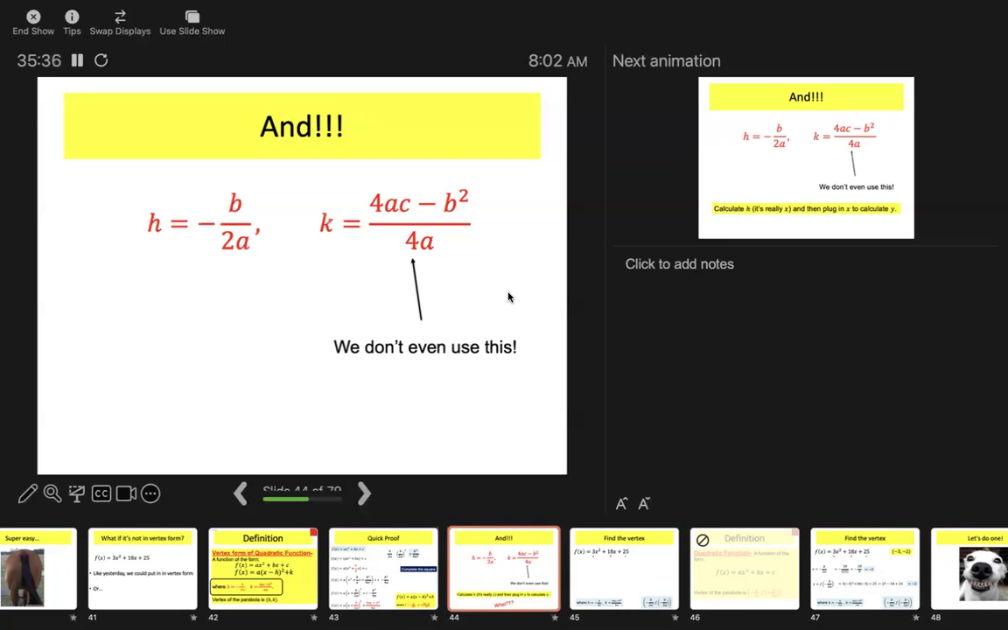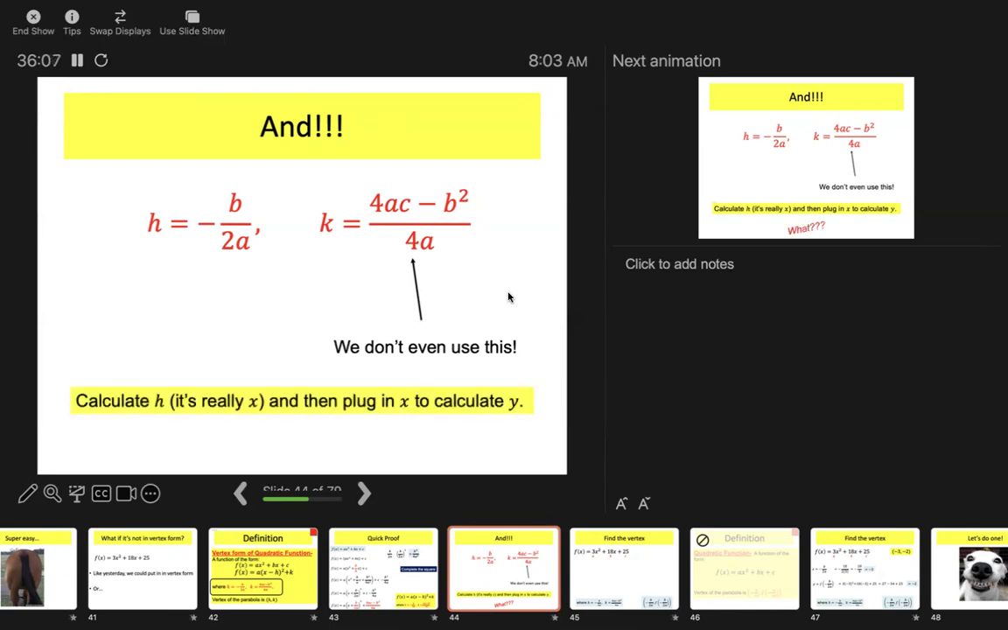It turns out, remember, for any function, if you find the x value, to find the y value you just plug it back into the function. You could use this to find the k, but you're not going to see me do it. The easier way to find the k is, once you find out what h is, just plug it back into the function, and that will always spit out the y value. So you're only going to see me use the h formula, and it's also easier to remember because it's negative b over 2a.